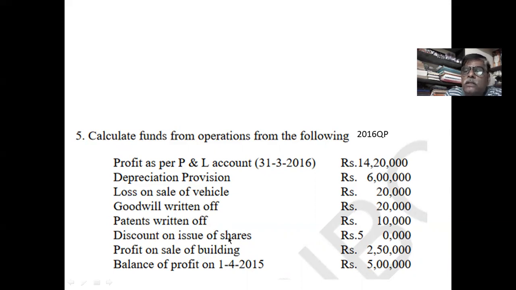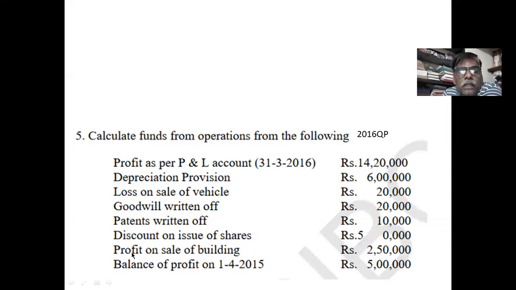Discount on issue of shares is related to capital. These are the depreciation, loss on sale of vehicle, goodwill written off, patent written off, discount on issue of shares. These are not related to operation. The depreciation is related to operation, but it is a non-cash expense. And profit on sale of building is an income, but it is not related to operation. It is a capital receipt.